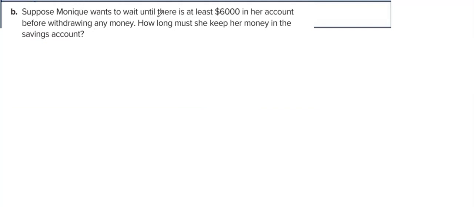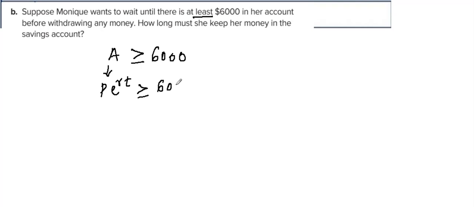Look at this, what they're asking. Suppose Monique wants to have at least $6,000 in her account before withdrawing. So amount is greater than or equal to 6,000. Now the amount formula is given already in the question, which is P e^(rt). At least means greater than or equal to. So now we are going to substitute the values one by one. P is given as 4,000, r is 0.034.